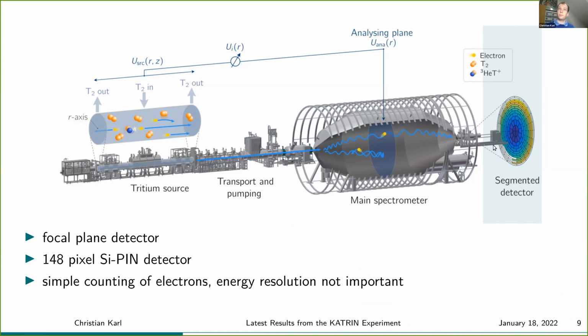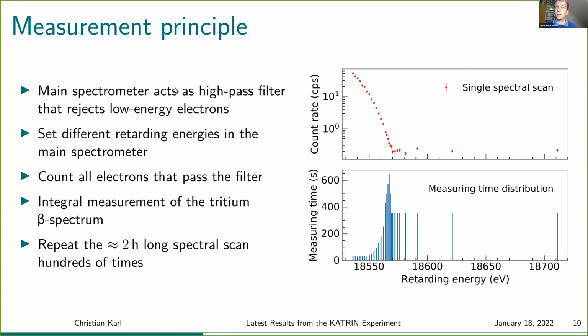After looking at the beamline, let's once again go into a bit more detail of how this integral measurement actually works. I mentioned that the main spectrometer acts as a high-pass filter that rejects these low-energy electrons. So to measure the spectrum, what we will do is set different retarding energies in this main spectrometer, and then count all electrons that pass the filter. So starting from the right, we can maybe start with a very high retarding energy where no signal electrons make it past. So we'll only be measuring background. And at some point we can see the beta spectrum kicking in. So this is how we achieve this integral measurement.